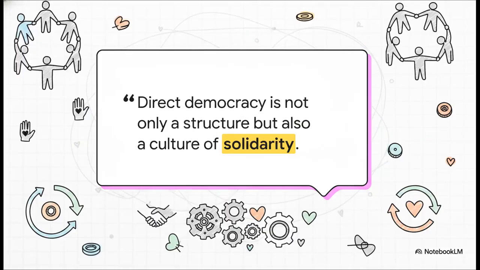But to make all those mechanics actually work, we have to recognize a really fundamental truth, beautifully captured here. Direct democracy is not only a structure, but also a culture of solidarity. It requires patience, empathy, and trust. You can have all the rotating moderators, the hand signals, and the speaking tokens in the world, but if members don't approach the process with a genuine sense of goodwill, if they don't assume honest intentions from their neighbors, the whole system falls apart. It's not just about administrative efficiency, it's about actually strengthening the emotional bonds of the community.